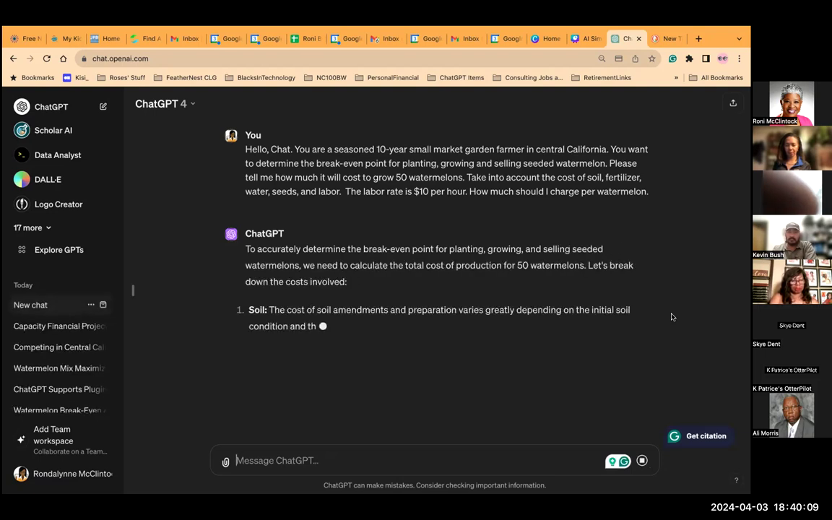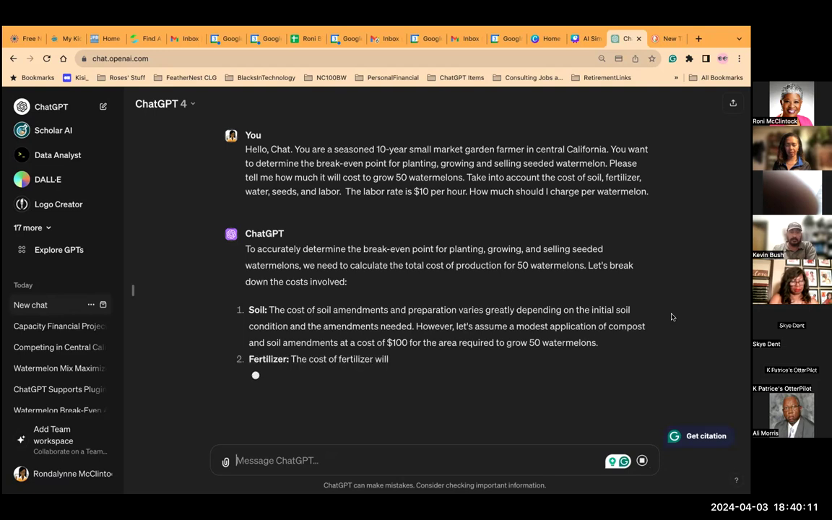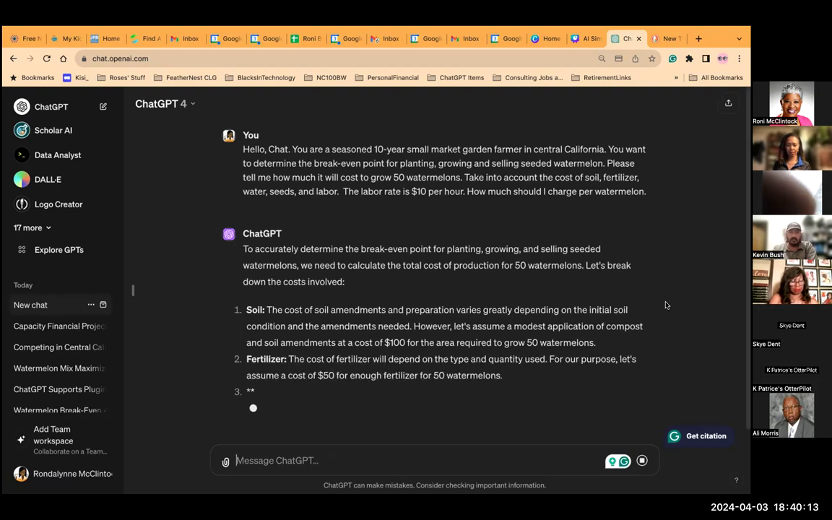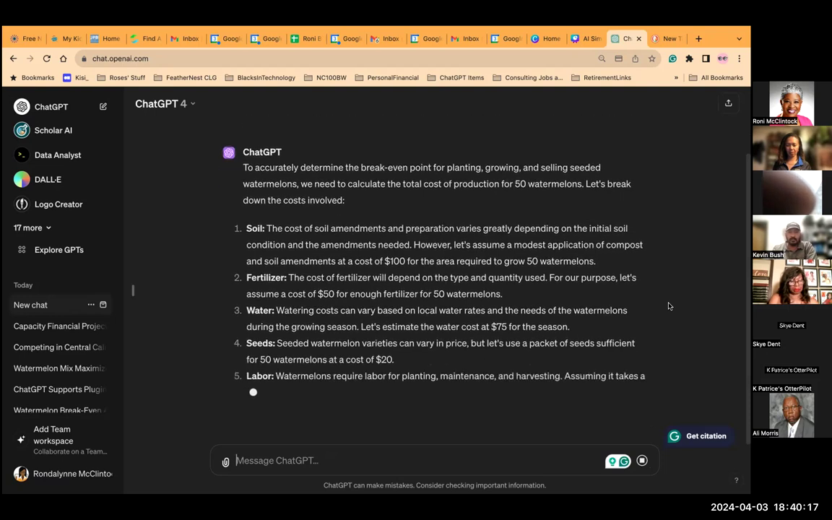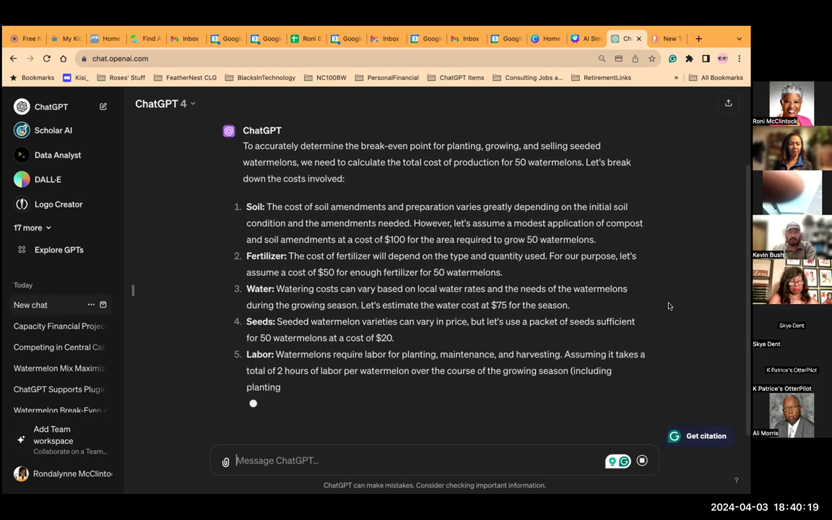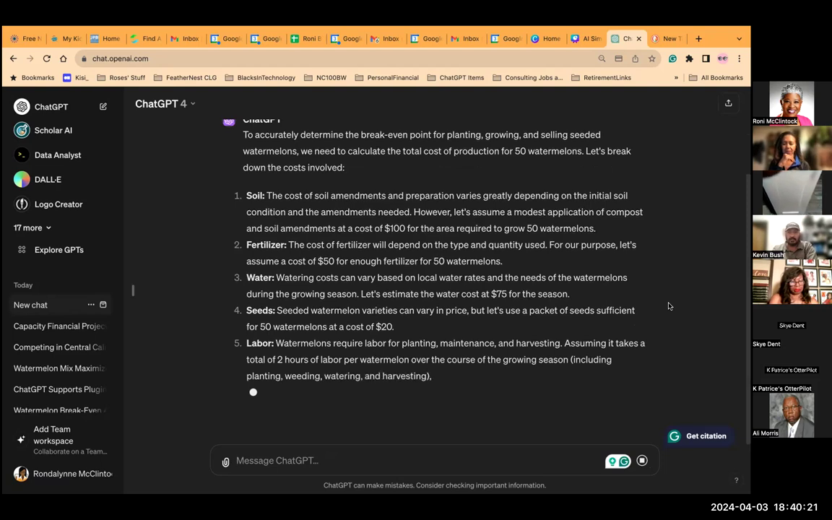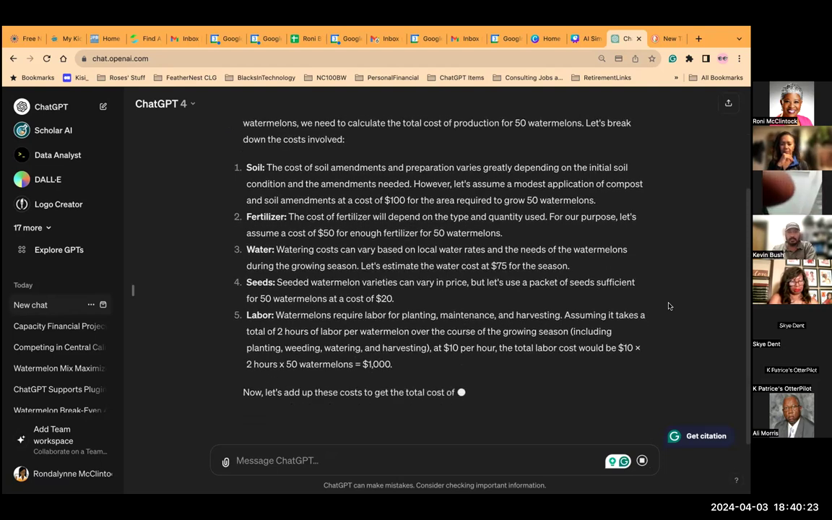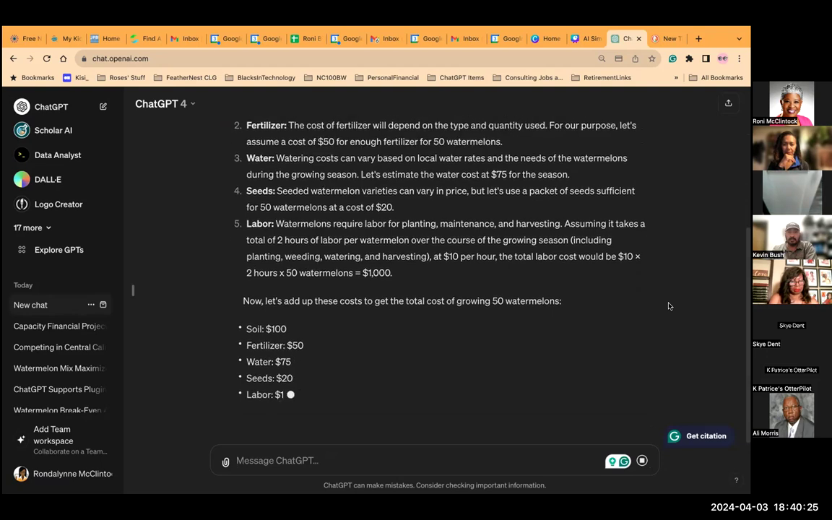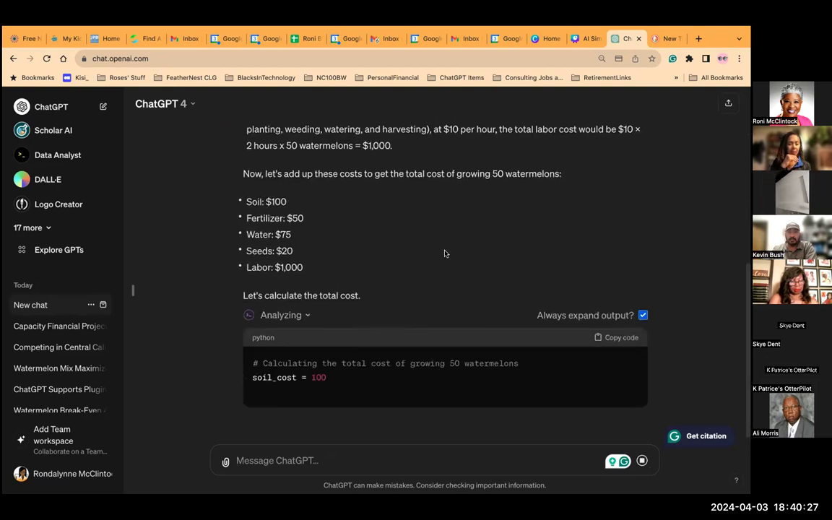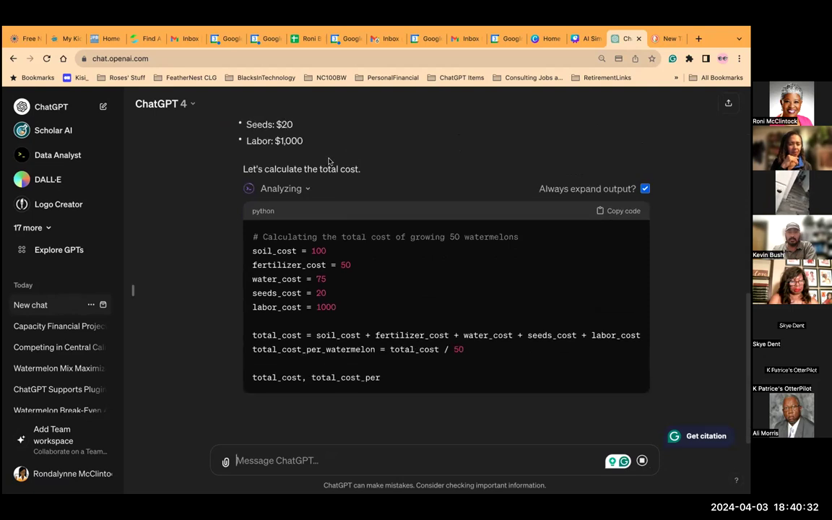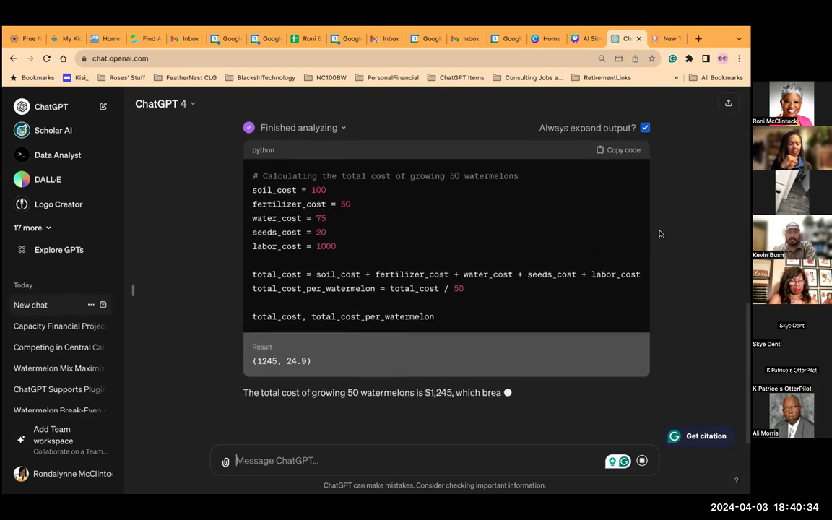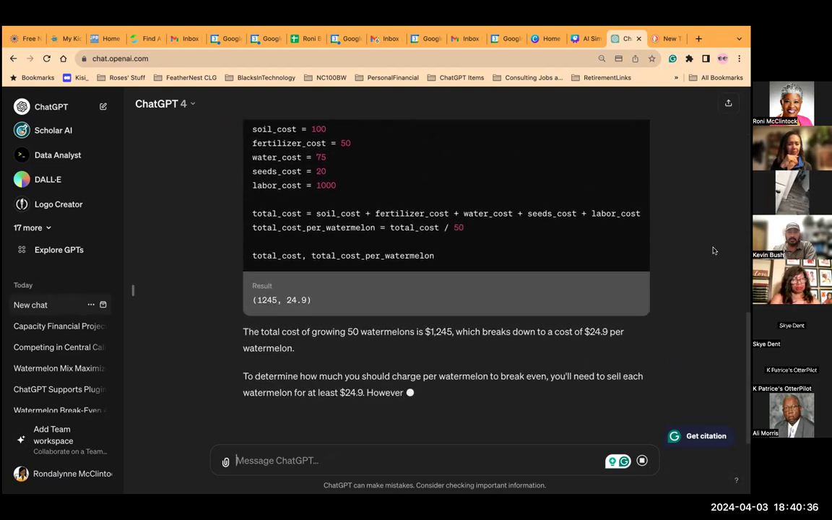Okay, so as you can see, this is going to go really quickly. Determine a break-even point for planting, growing, and selling seeded watermelon. Let's break down the cost. We have the cost of soil. Soil and amendments, they priced at $100 for the area to grow 50 watermelon. Soil, fertilizer, water, seeds, and labor, about $1,000. What's nice is it actually does the calculations here for you.